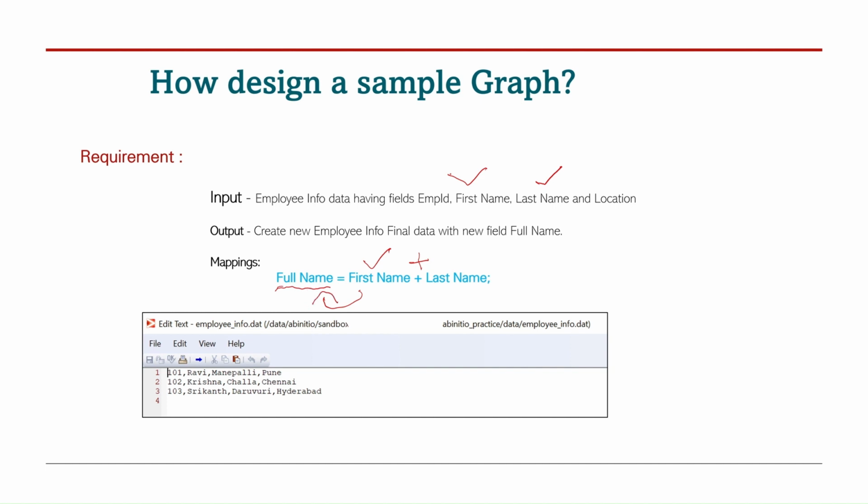You can see a sample of the input employee info data. We have employee ID 101, first name Ravi, last name Manepalli, and location Pune. The second record is 102, Krishna, Chella, Chennai. The third record is 103, Srikanth, Daruri, Hyderabad.